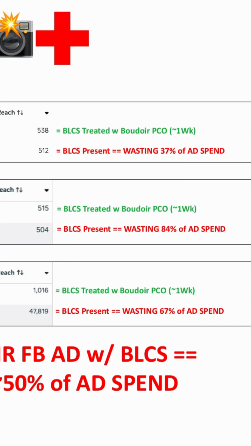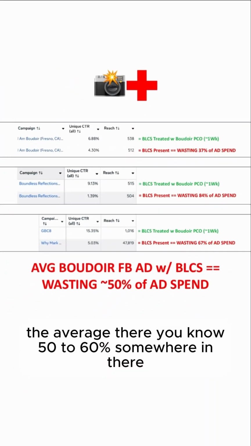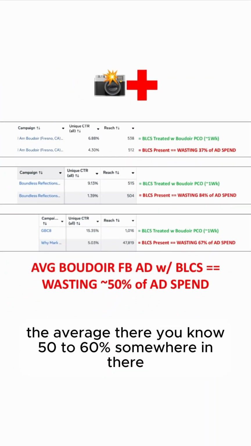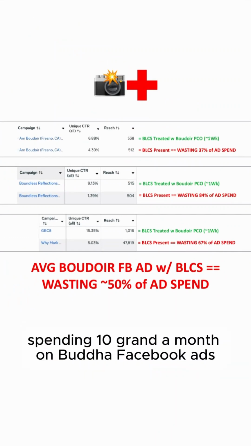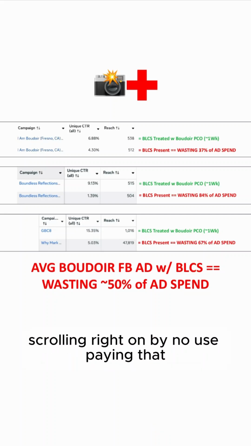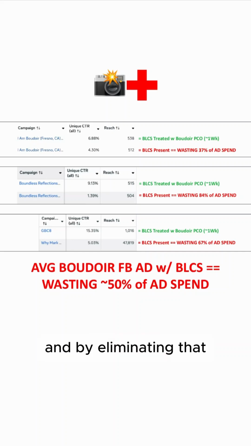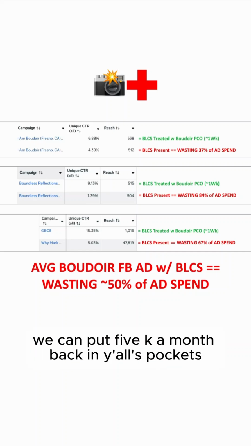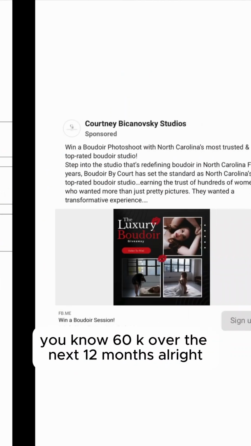So the average there, 50 to 60%, somewhere in there. So again, if you're spending 10 grand a month on Boudoir Facebook ads, 5K is unnecessarily being wasted, doing nothing to women scrolling right on by. No use paying that, and by eliminating that, we could put 5K a month back in y'all's pockets, 60K over the next 12 months.